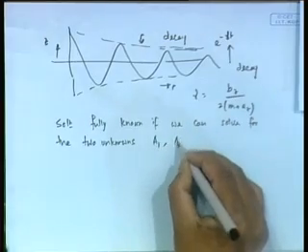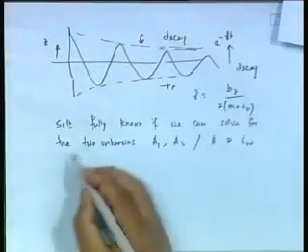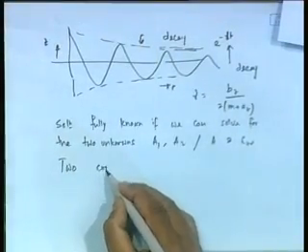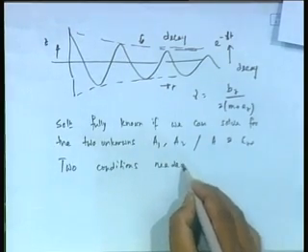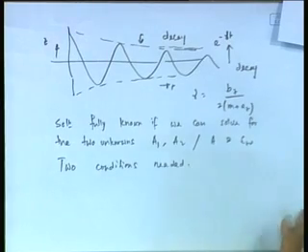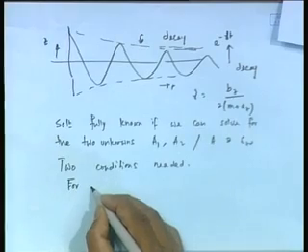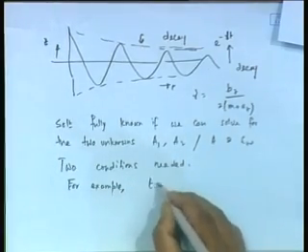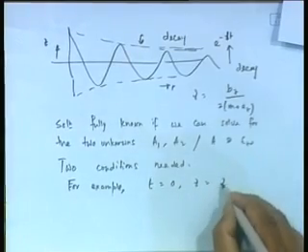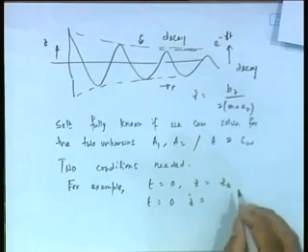That is A1, A2, or A and eta zd, as I mentioned, and for that you need two conditions. So, we can put it in the form of initial conditions. For example, I can say that at t equal to 0, my z equal to za, and also at t equal to 0, my z dot equal to 0.